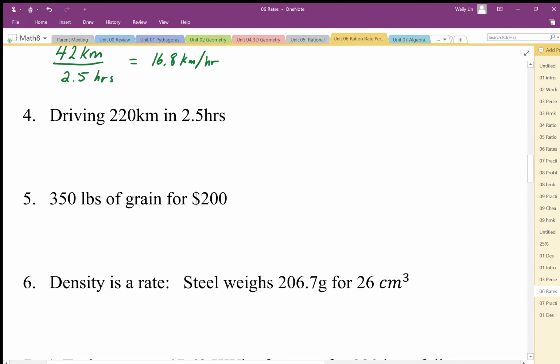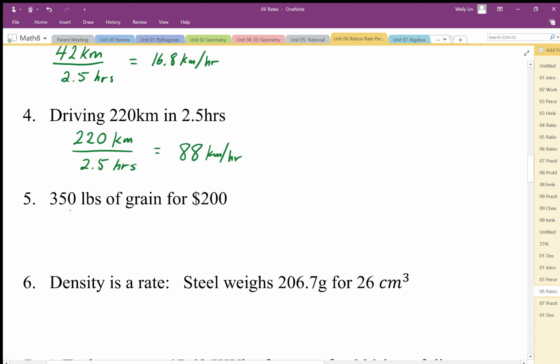If I drive 220 kilometers in 2.5 hours, I do the same thing. I want to do my ratio of comparison of kilometers to 2.5 hours in the denominator. So there's my rate, and I can convert this to a unit rate. These unit rates are useful because these are our multipliers in our problems. So I end up with 88 kilometers per hour when I divide. So I find the unit rate by dividing.